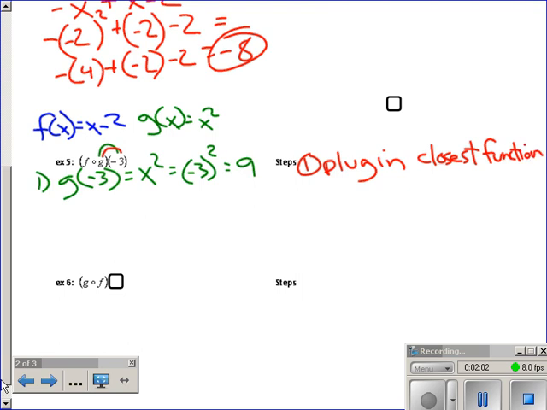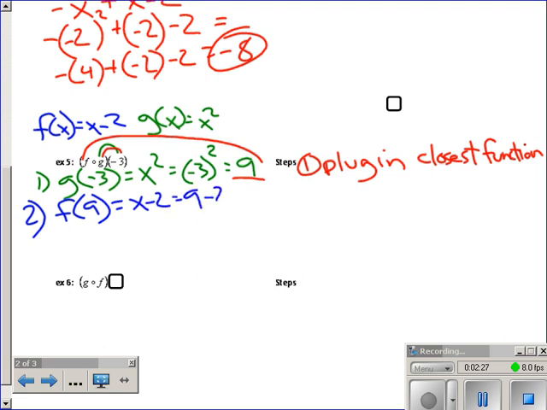And now that we've done that, we're going to take this answer and plug it into the other function. So step 2, we're now going to take f, but instead of taking f of -3, we're plugging in 9. So we're calling it f of 9. So that equals x minus 2, which is the same as 9 minus 2. That gives us 7. So our final answer for that is 7. We had to plug it into the closest one and then plug it into the next one.